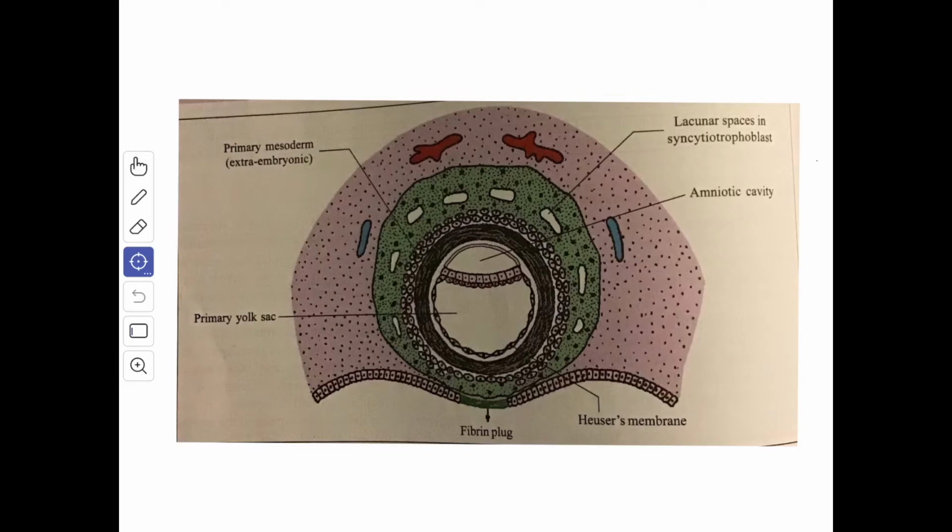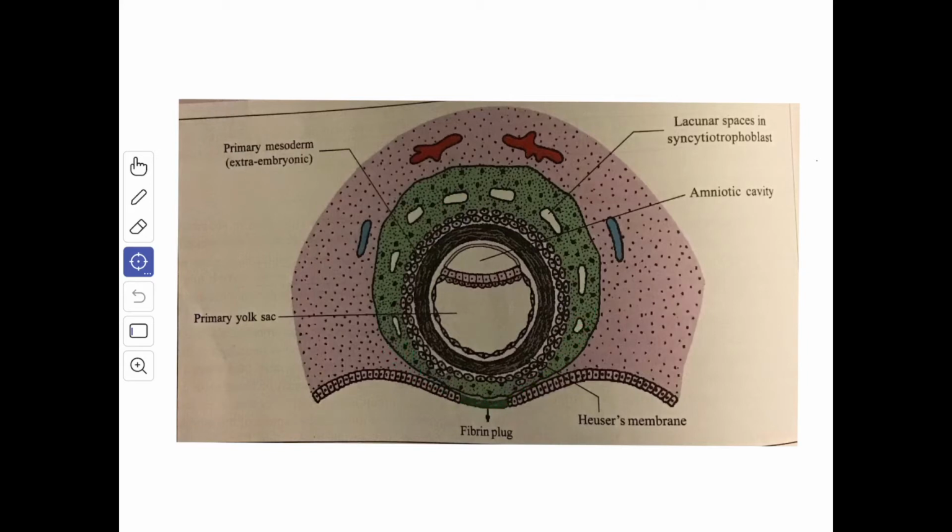During the second week of development, this is the trophoblast and this is the embryoblast. The embryoblast and the trophoblast of the blastocyst differentiate individually, although one is concomitant with the other. Now we'll see what the changes in the trophoblast are. On the 8th day of development, the trophoblast differentiates into an inner layer known as the cytotrophoblast and the outer layer called the syncytial trophoblast.